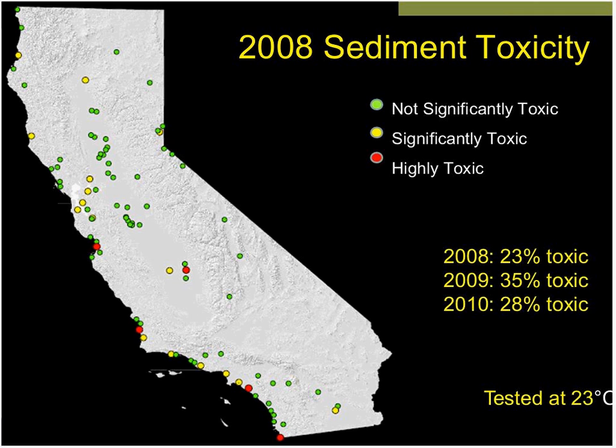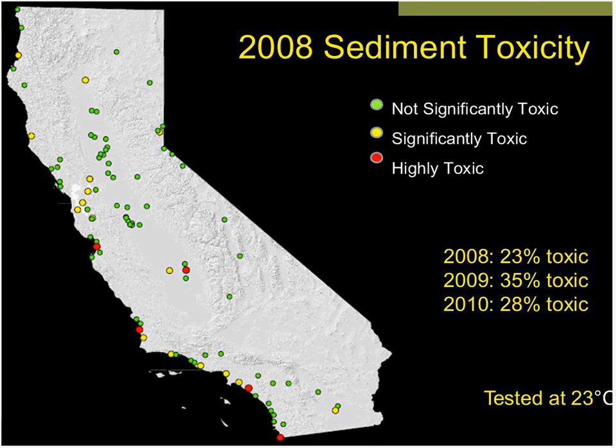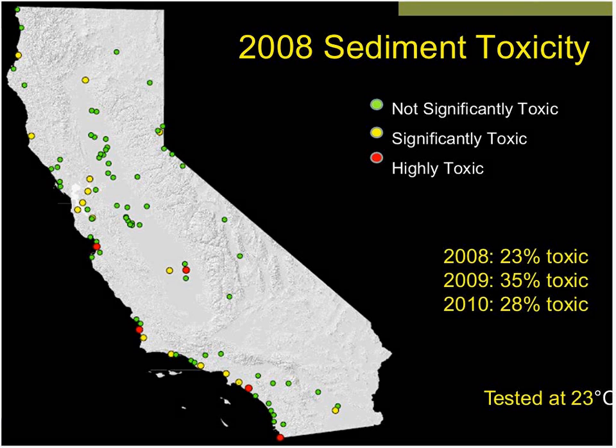23% of the stations were toxic. We had a subset of stations in 2009; we didn't have full funding. 10% of the stations were toxic, and then in 2010 back to approximately 100 stations, and 2% of those were toxic. And I said on the slide that these are samples that were tested at 23 degrees, and I'm going to get into the relevance of that as we proceed.